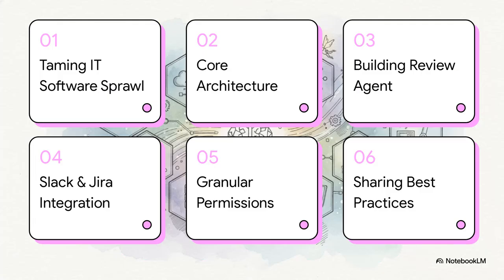So, here's our syllabus for today's session. First, taming IT software sprawl. Second, core architecture, skills and memory. Third, building the review agent. Fourth, Slack and Jira integration. Fifth, granular permissions. And finally, best practices for sharing.